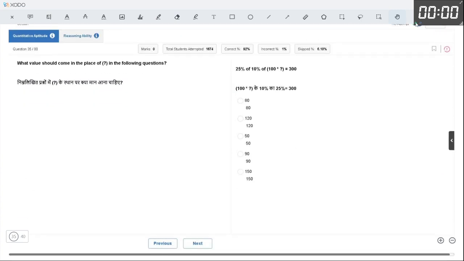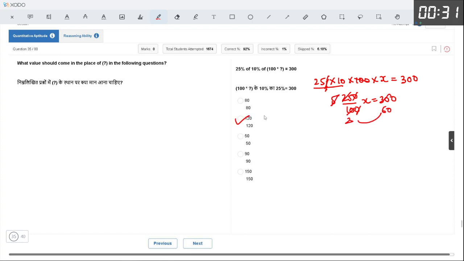So question number 35. Here this percentage is there. 25 to 10 to 100 to x equal to 300. Right? Already here percentage symbol there. This percentage symbol, this 100 remove. 250. This 250 by 100 is equal to 300. This 0 cancel. 5 5s are 5, 2s are 5, 60s are 2 into 60 is 120. Done.